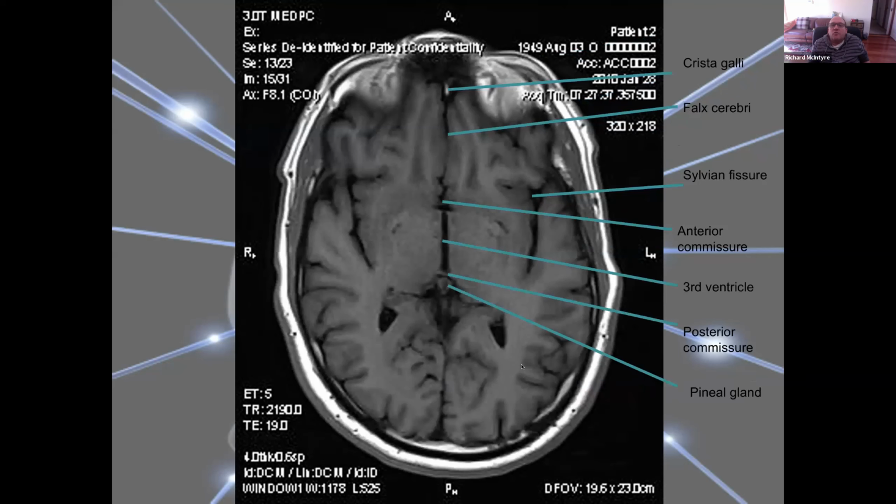So now we have crista galli, which is a little eminence from, I'm pretty sure, the ethmoid bone. Falx cerebri, again, we've got that covering. There's the Sylvian fissure that separates the lobes.